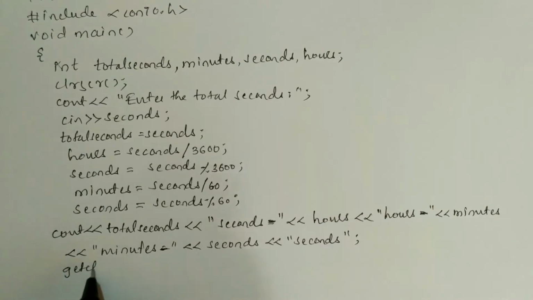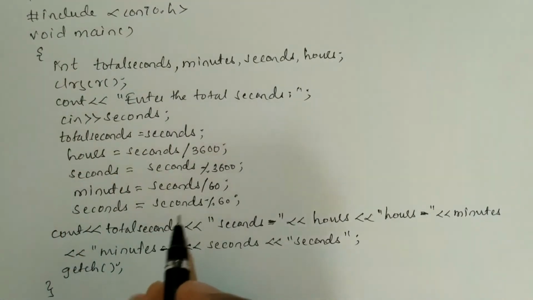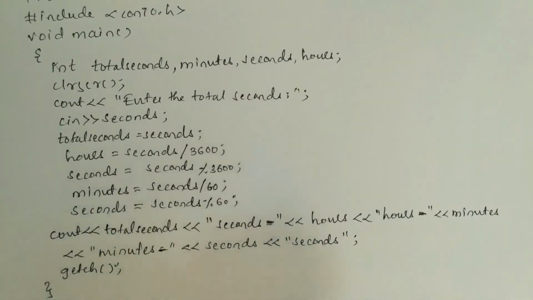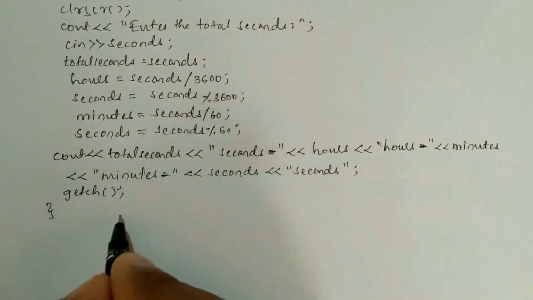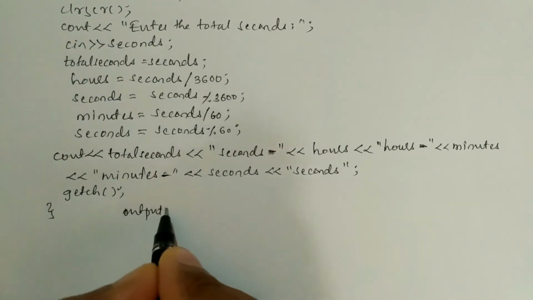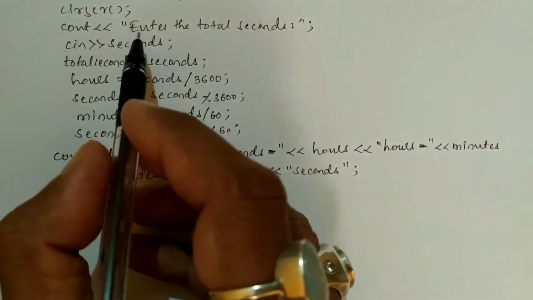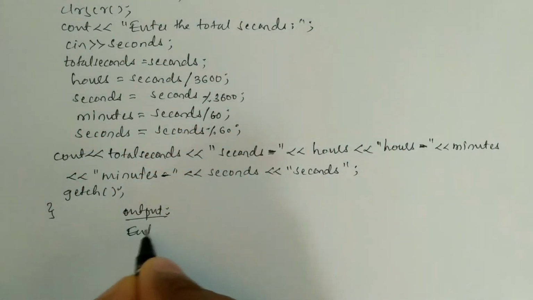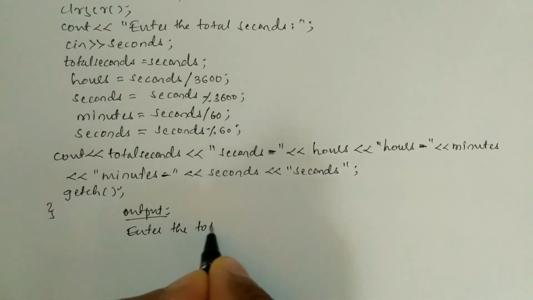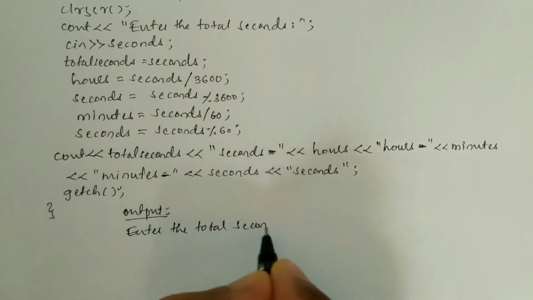Then we'll write getch function, curly closing brace for this main function. Now let us take an example. Here I'm going to write output. So once we compile and run this program, it will ask the user to enter the total seconds. So here I'm going to write enter the total seconds.